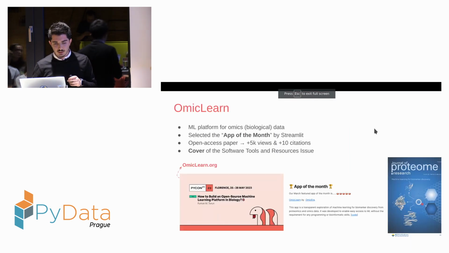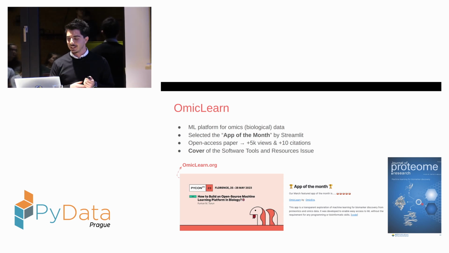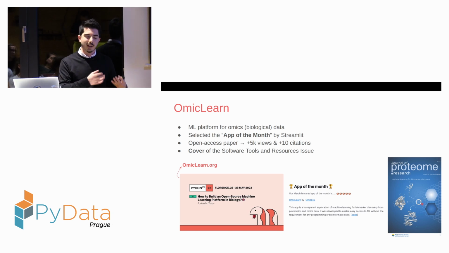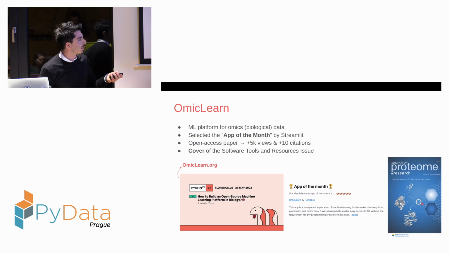So first of all, the first one is again self-promoted. This is the tool I published, I think, 1.5 years ago. It's called OmicLearn. We would like to have a machine learning platform where all the researchers can come together and work, because there was a reproducibility crisis in the field where I work. We came up with this app, and our app was selected app of the month, and then we published the paper. If you would like to hear more, there's a PyCon talk, and you can find it on omiclearn.org.